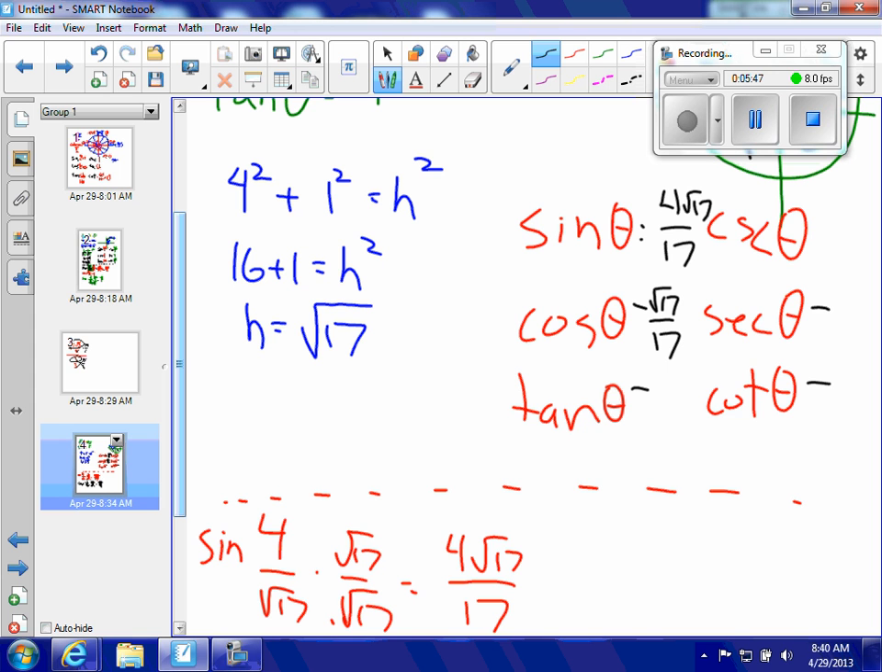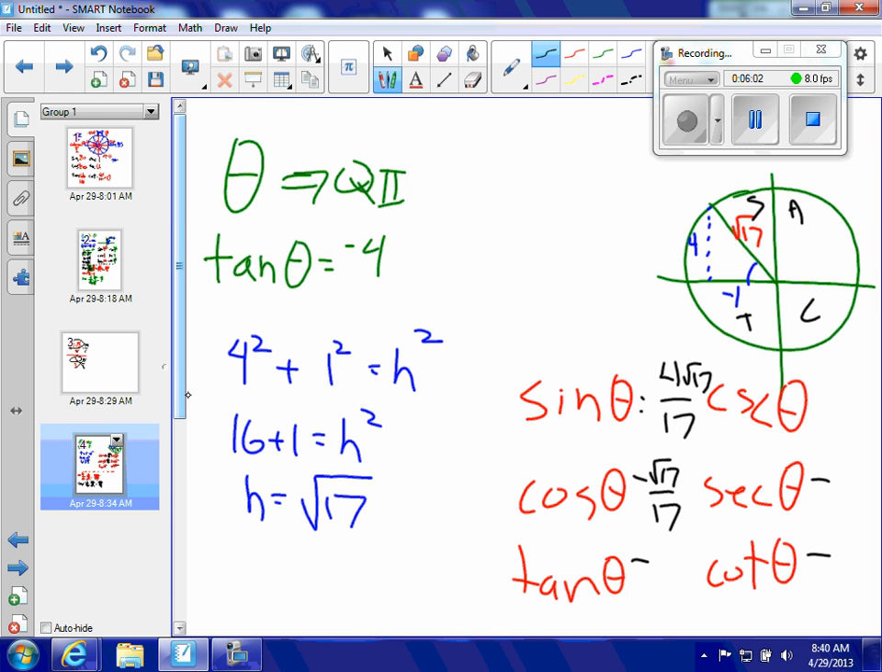My tangent is going to be my sine over my cosine. Well, I already know what my tangent is, right? I can use opposite over adjacent and it would be easier. So you like doing opposite over adjacent, 4 over negative 1. Okay, that's fine. But I know an even easier way to know tangent. It was given in the problem. Tangent was negative 4, that's how we started the problem.